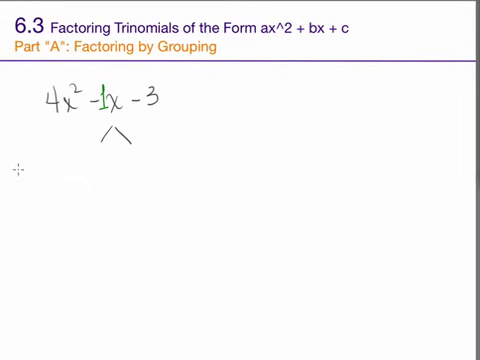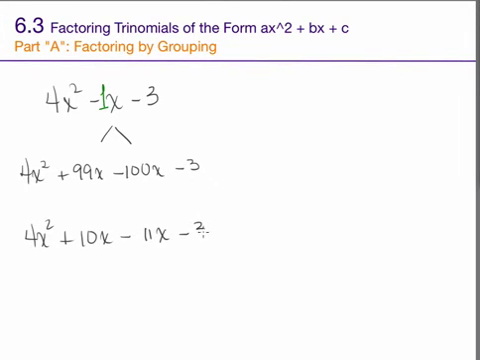I could say, let's rewrite this as 4x squared plus 99x minus 100x minus 3. Or 4x squared plus 10x minus 11x minus 3. Or 4x squared plus 56x minus 57x minus 3. In fact, there's an infinite number of ways of doing it. But we have something very specific that we need to accomplish here.